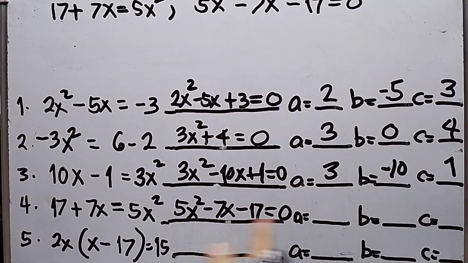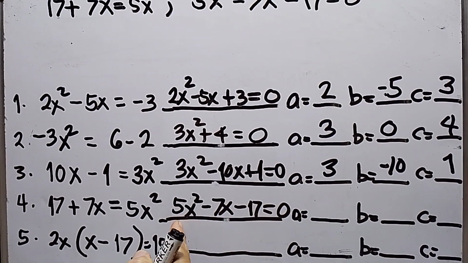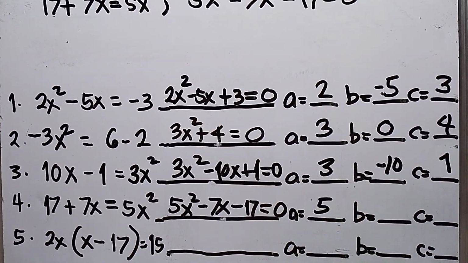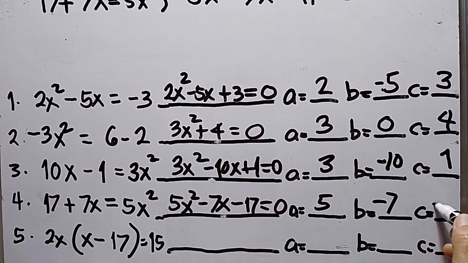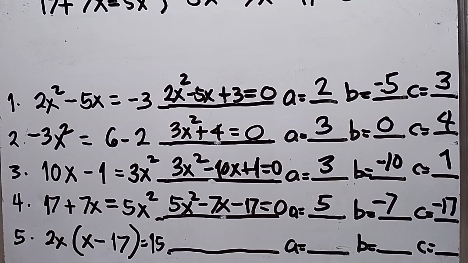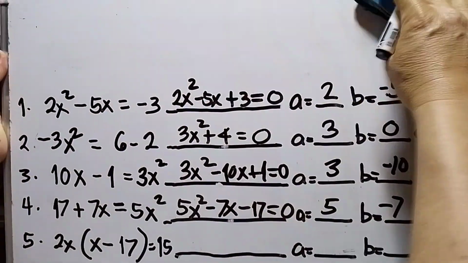Now, the coefficients for number 4: a for x squared will be 5. And then b is negative 7. And c is negative 17. Then for the last, number 5.